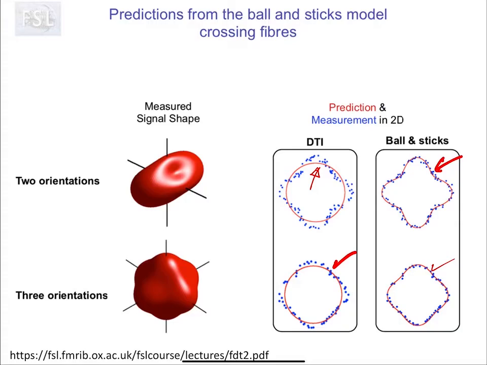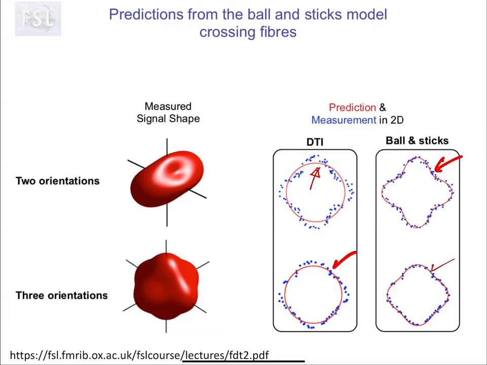Question? I'm missing the intuition for why DTI can't do it. Oh, because DTI can only fit things that are like ellipses. Yeah, the model has got to be an ellipse. And a circle is just the best ellipse it can fit to that data.